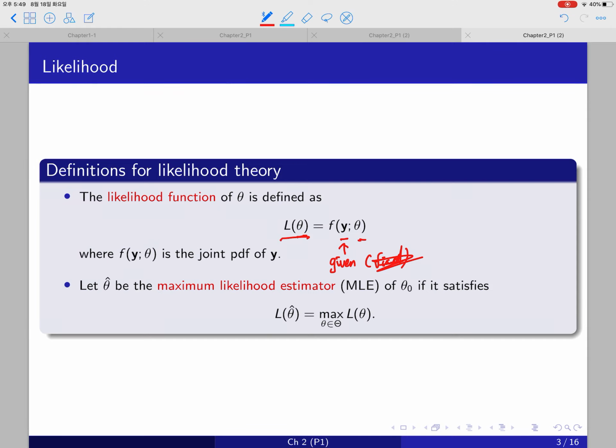The maximum likelihood estimator is a maximizer of this likelihood function over the parameter space. So zeta hat is actually a function of y only, because you maximize over zeta, so it doesn't depend on zeta anymore. By the way, this should be omega, right? Sorry.